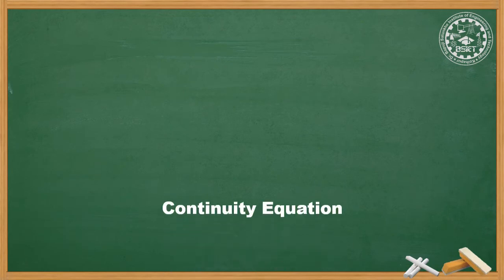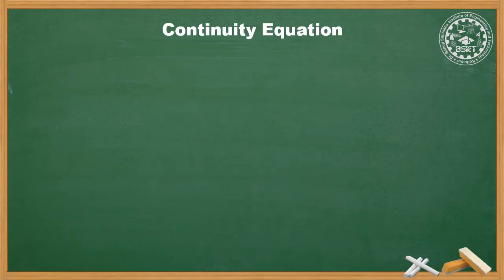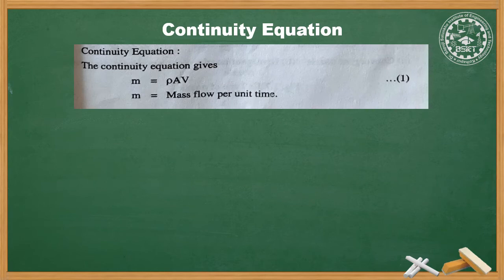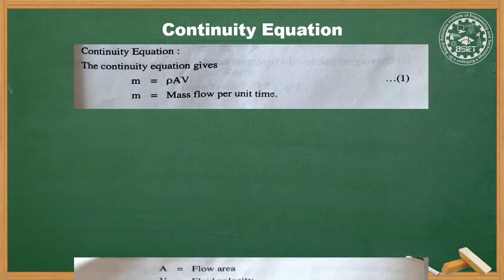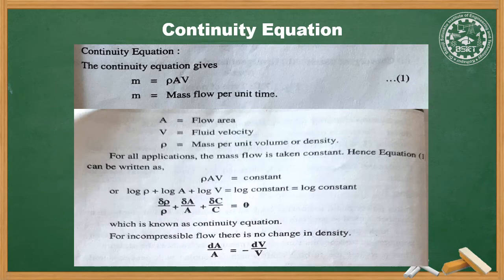Second point, the continuity equation. Continuity equation, as shown in figure below, is given by the equation m = rho × A × V, where m is nothing but the mass flow per unit time, A is the flow area, that is the area where the water flows or where the steam flows, V is the fluid velocity or the flowing fluid velocity, and rho is mass per unit volume, or density.